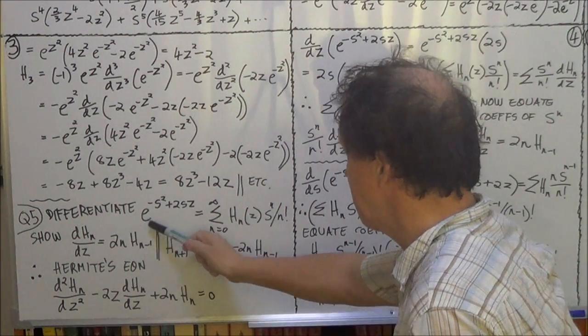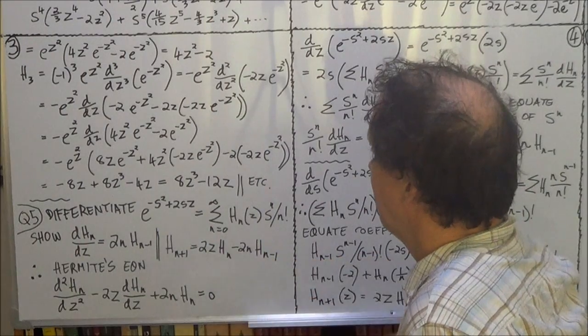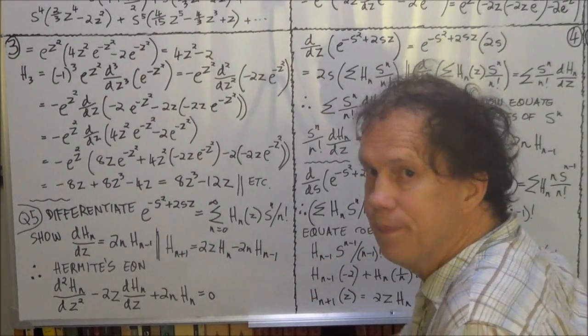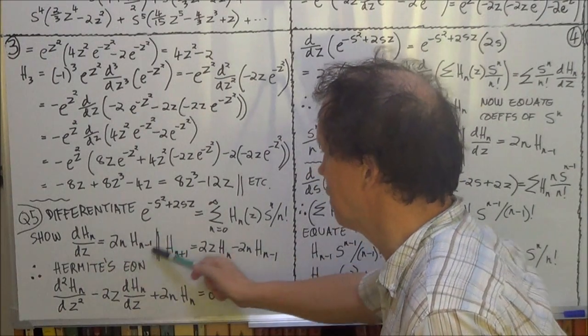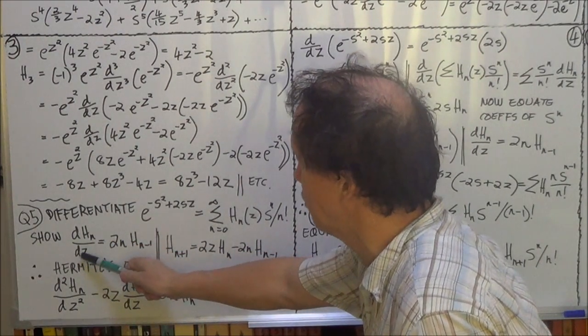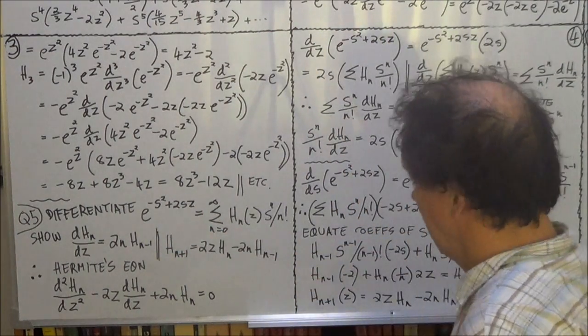Okay, so take this expression and differentiate both sides by z. This is the first thing we're asked to find. You're differentiating with respect to z, so differentiate both sides with respect to z.